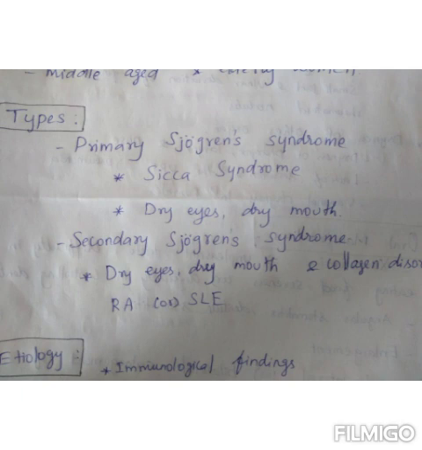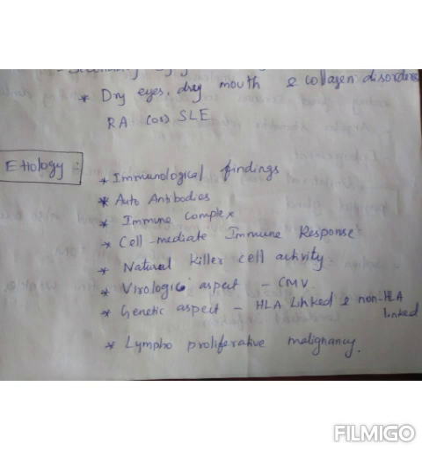What are the types of Sjogren syndrome? It has two types: primary Sjogren syndrome and secondary Sjogren syndrome. Primary Sjogren syndrome is also called Sicca syndrome. It consists of dry eyes, that is xerophthalmia, and dry mouth, that is xerostomia. Secondary Sjogren syndrome consists of dry eyes and dry mouth, along with a collagen disorder, for example mostly rheumatoid arthritis or systemic lupus erythematosus. This is secondary Sjogren syndrome.